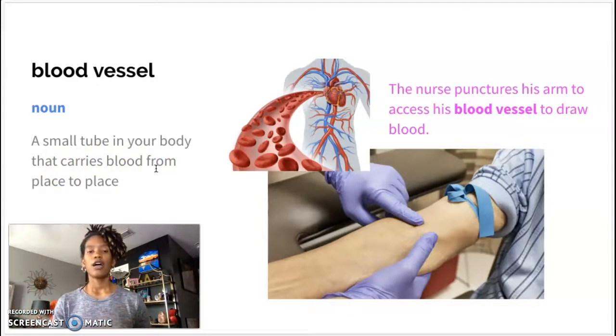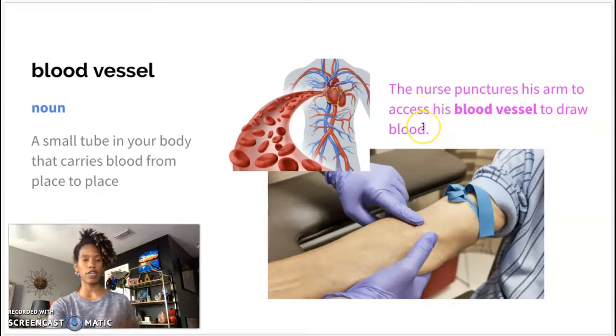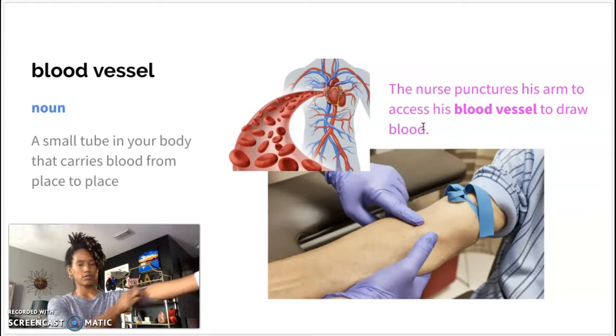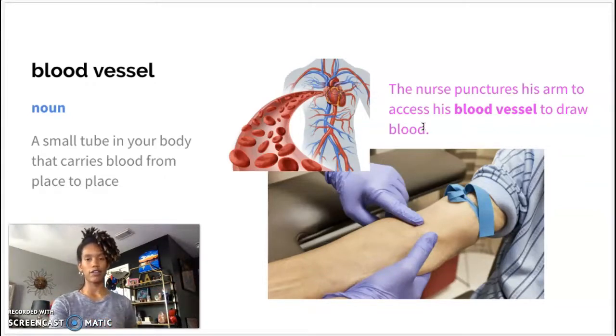So if you look at the image here, it says, the nurse punctures his arm to access his blood vessel to draw blood. So she's inserting the needle in his arm to get to his blood vessel. That looks like this, blood vessel.